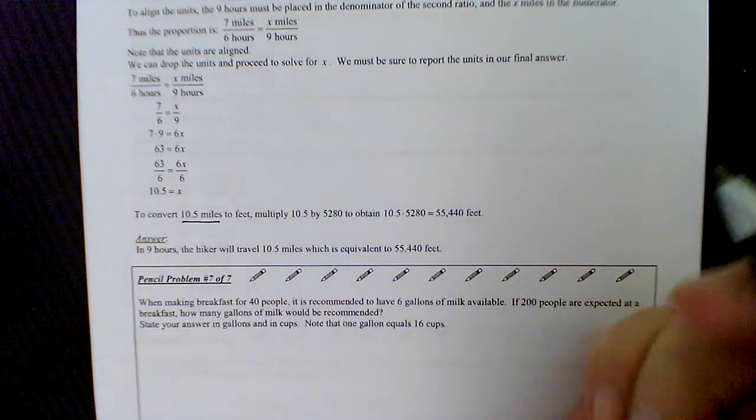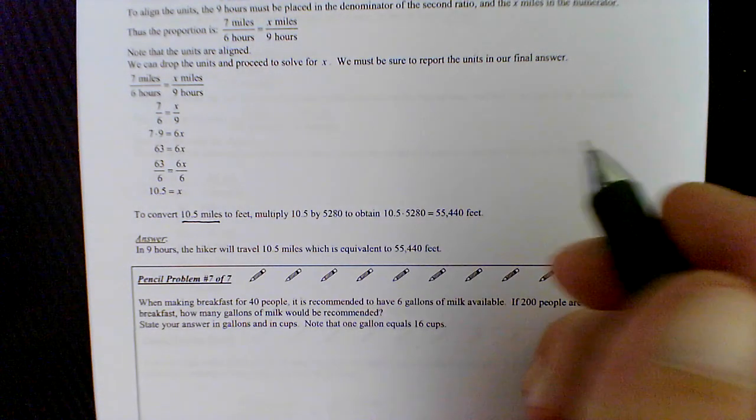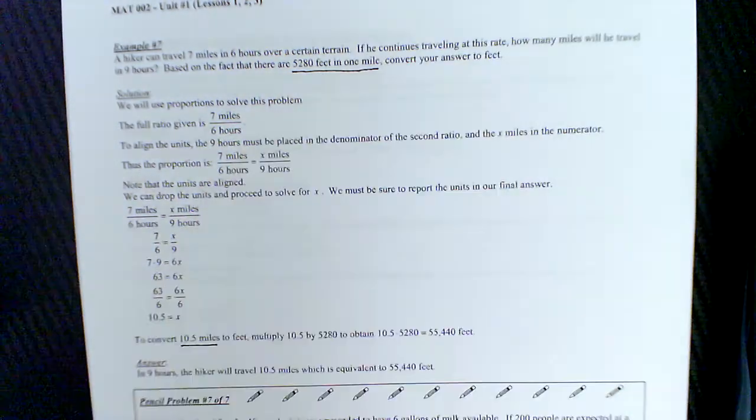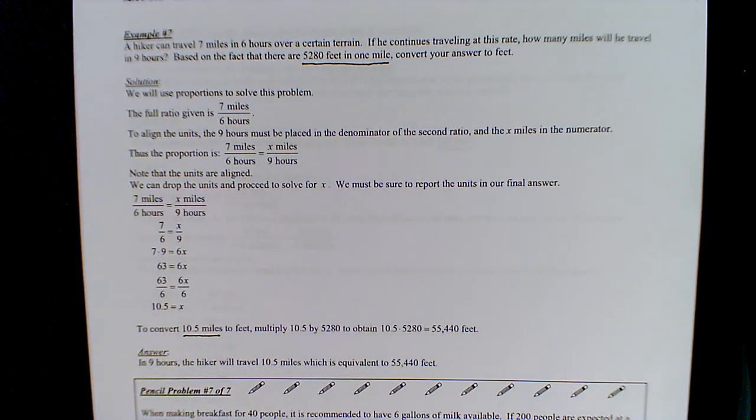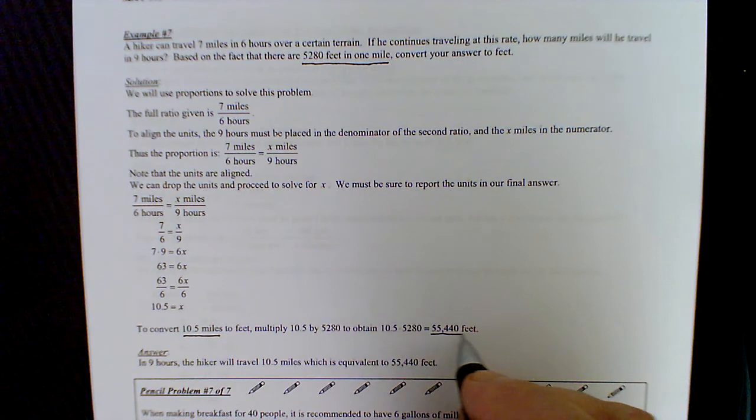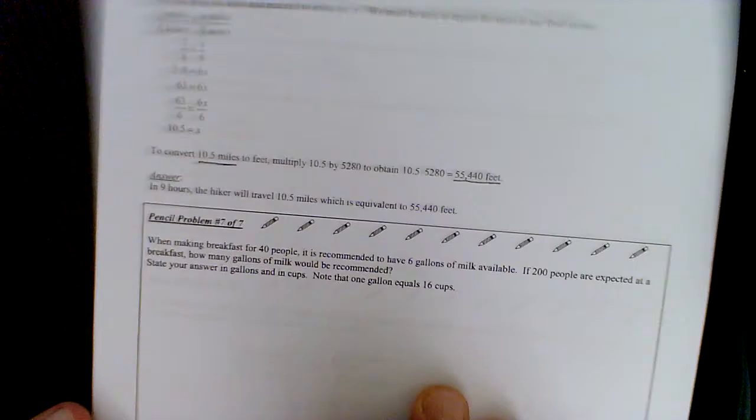And we wanted to convert it to feet. And notice that they gave us the conversion up here. The conversion factor was 5,280 feet is 1 mile. So when you have to convert something, we'll always give you the conversion factor, and all you need to do is multiply. So if there's 10.5 miles and there's 5,280 feet in every 1 mile, we just multiply 10.5 by the 5,280, and that would give us our answer in feet. So similarly, when we solve this problem, we'll have a conversion at the end.